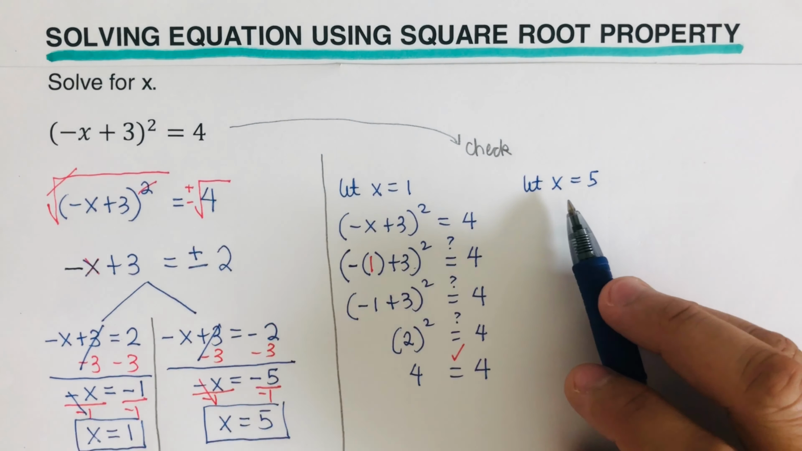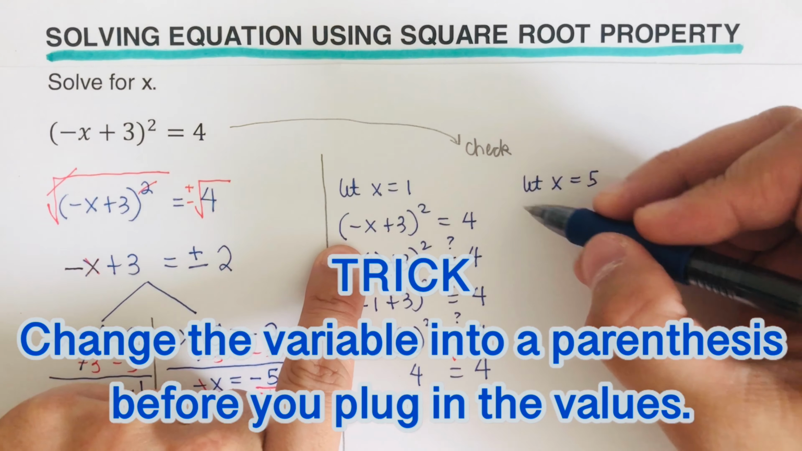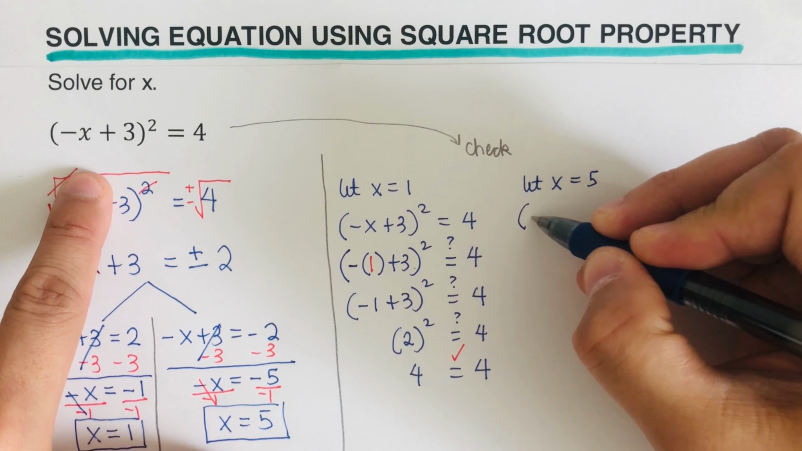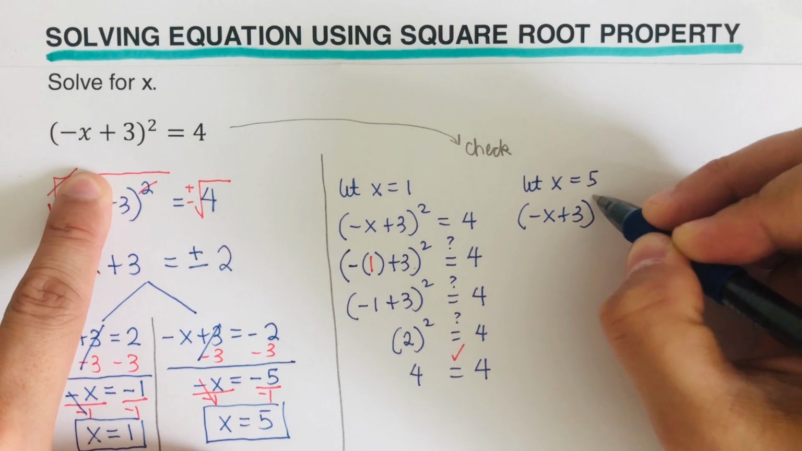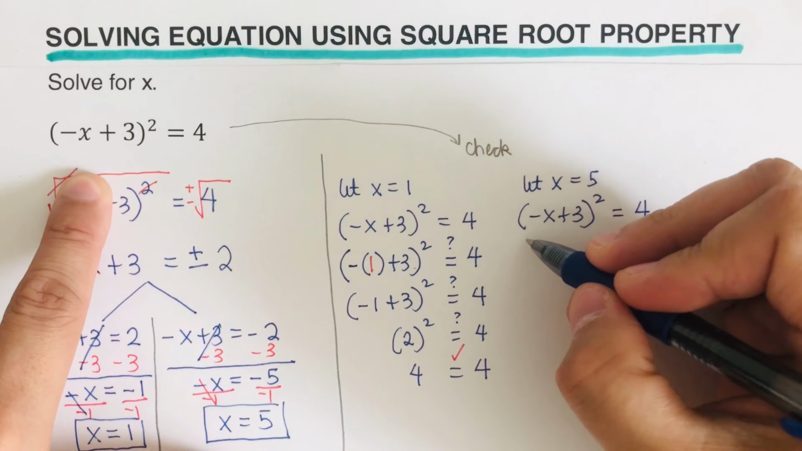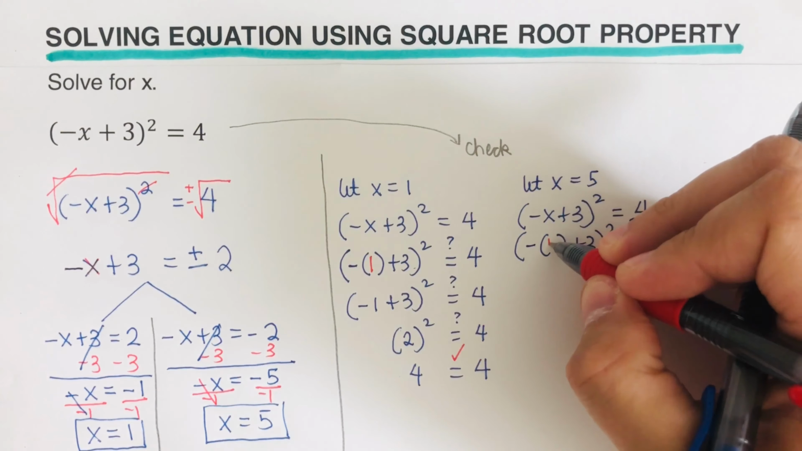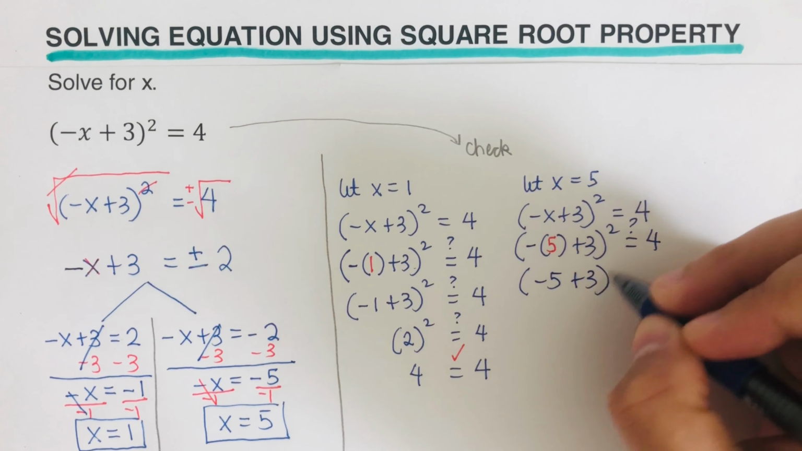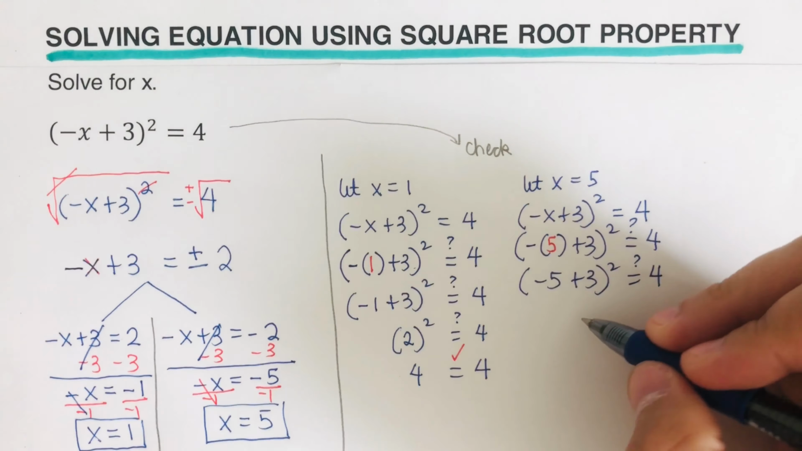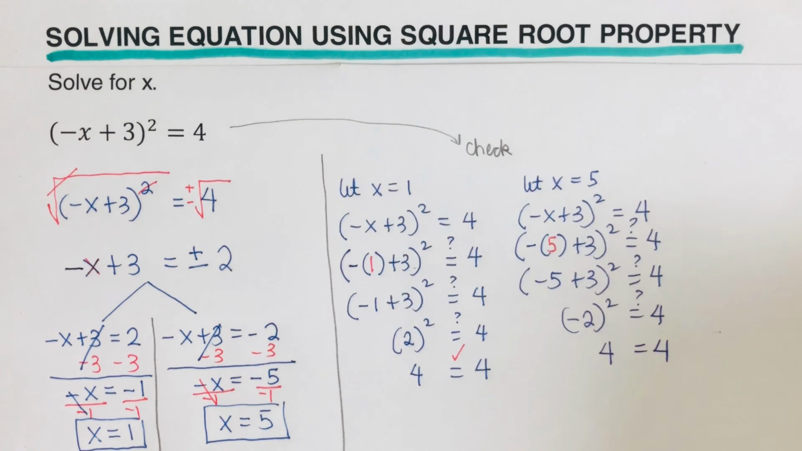So then again, the trick is to change the variable into a parenthesis before we plug in the values. So then I'm just going to rewrite it. So the original equation right here is negative x plus 3 squared is equal to 4. So I'm going to change this into a parenthesis. This means that 5 is a solution to this equation right here.